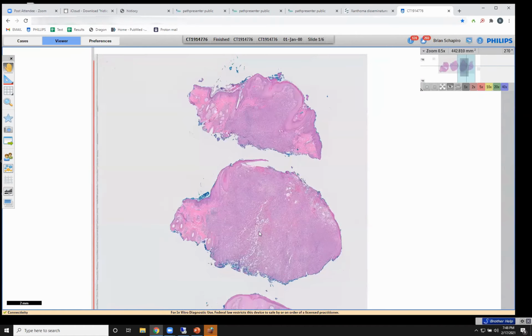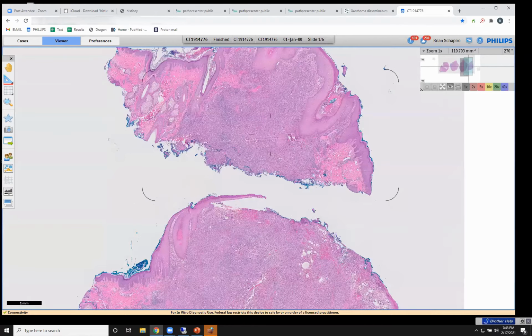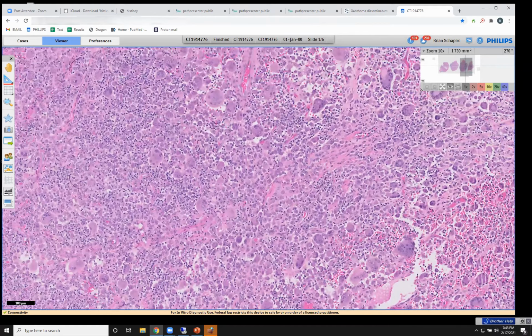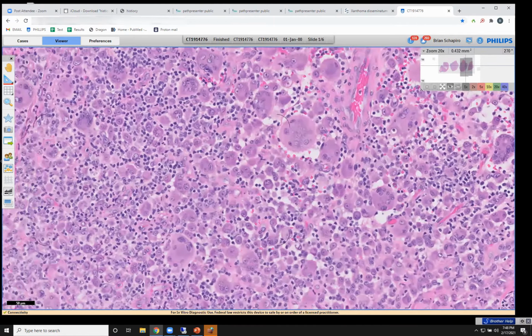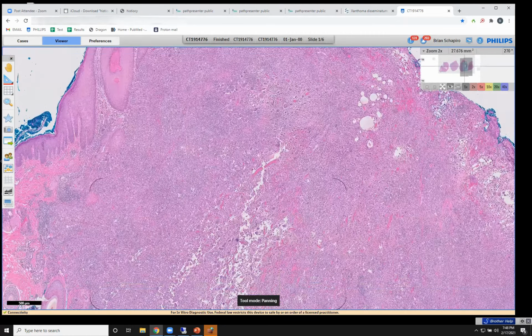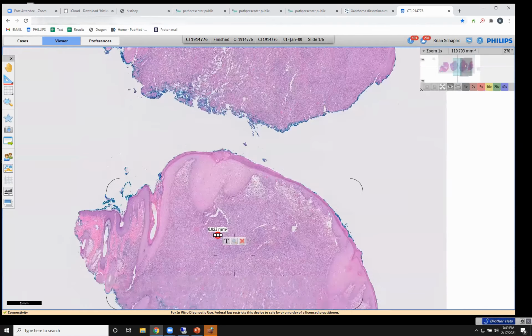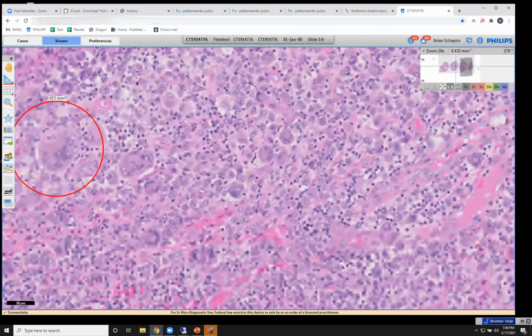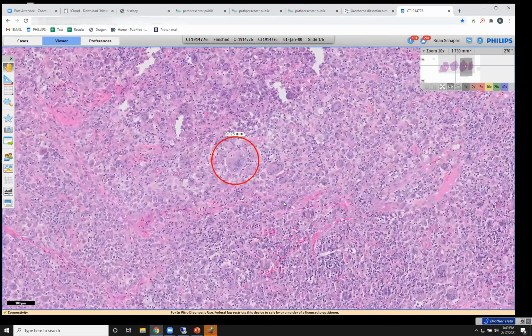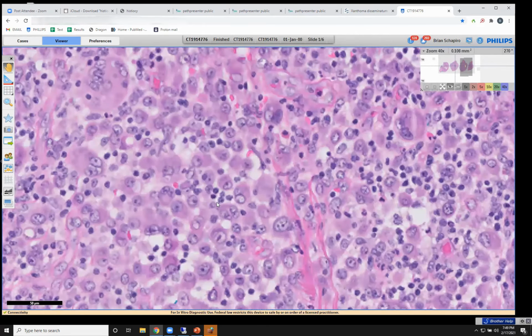And on low power, this is hard to appreciate, but you can see there are some pinker areas and some darker areas. So this is different from the things we've been seeing up till now. When we go on high power, there are a lot of giant cells here, but here we really have dense areas of lymphoid infiltrate. You can see here. And when you look carefully at this, you have these giant cells, and inside the giant cell, you've got a lymphocyte right there. And inside some of these other mononuclear cells, you have neutrophils.